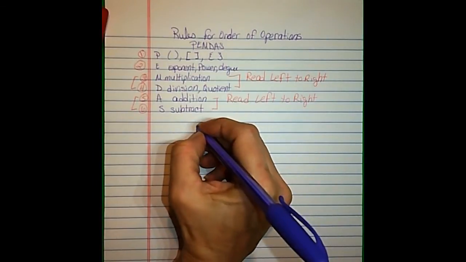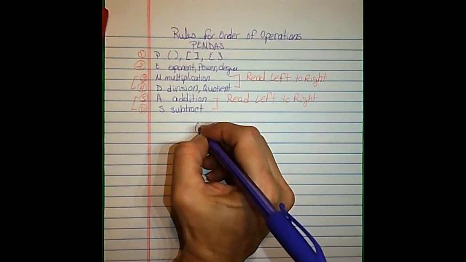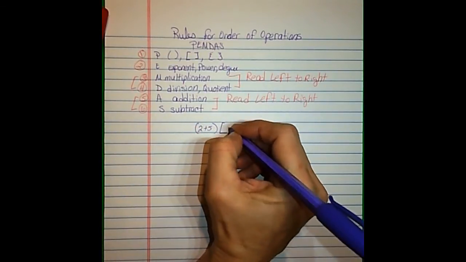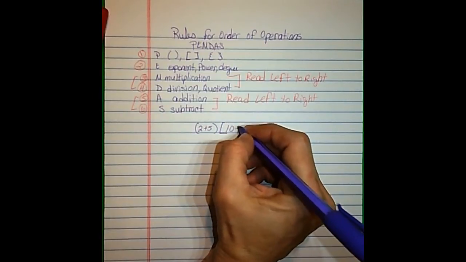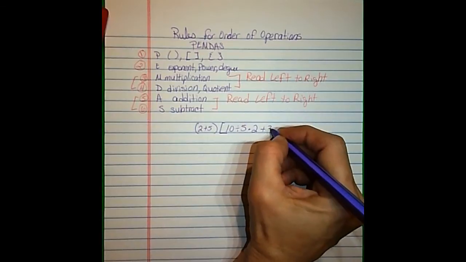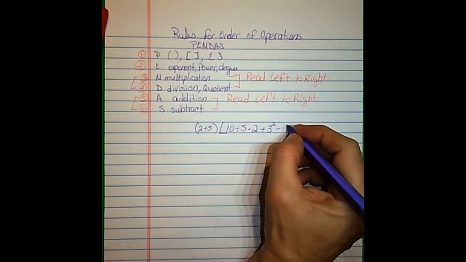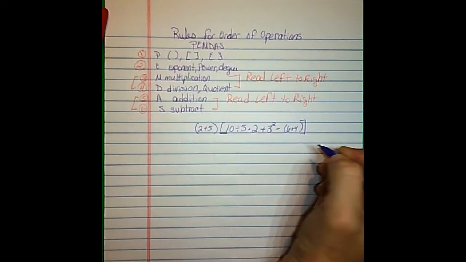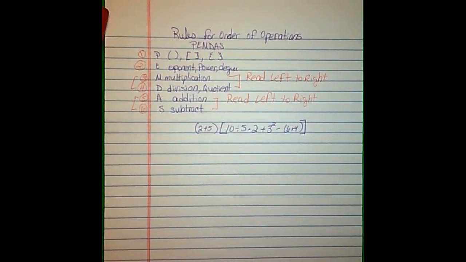So I want to use an example to demonstrate the rules. The example I have chosen is, inside of a parentheses, 2 plus 5. And then I'm going to have a bracket, and inside the bracket I have 10 divided by 5 times 2 plus 3 squared minus, and then inside of another parenthesis, 6 plus 4. Close the bracket. So now I'm going to use a checklist to make sure that I follow my rules.